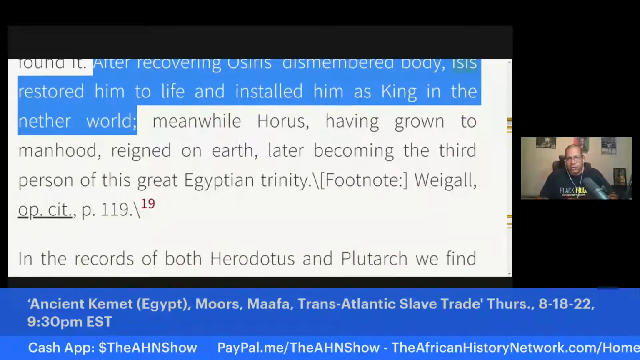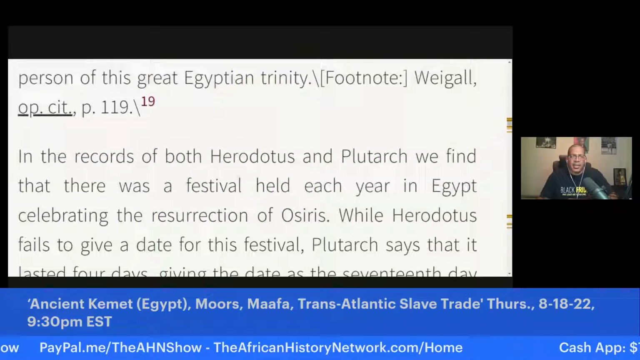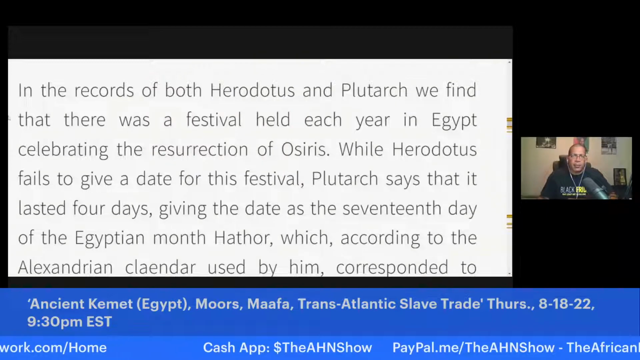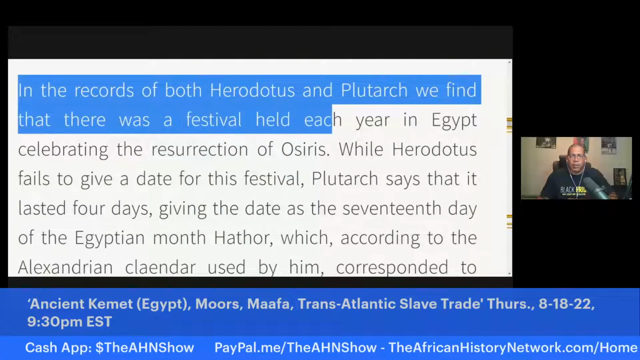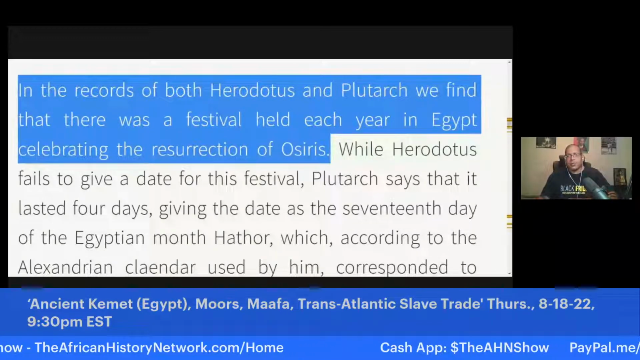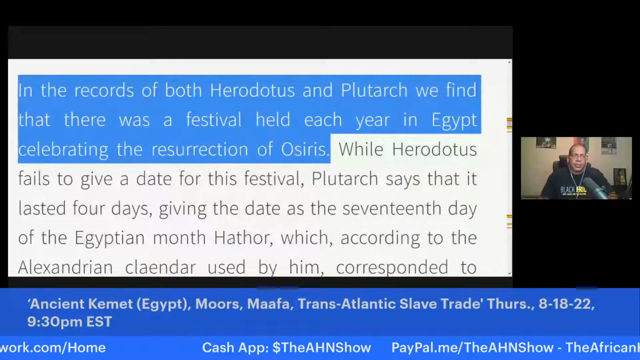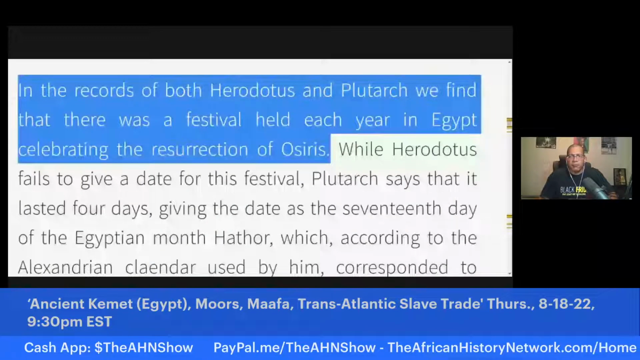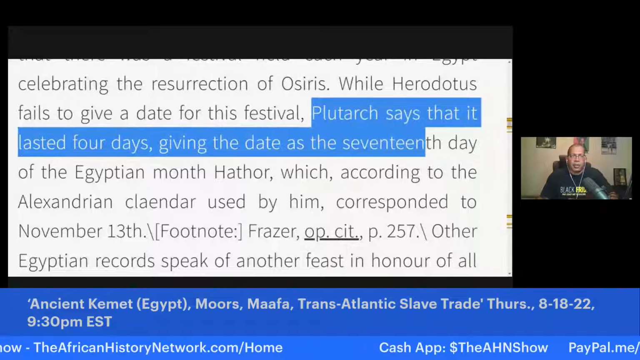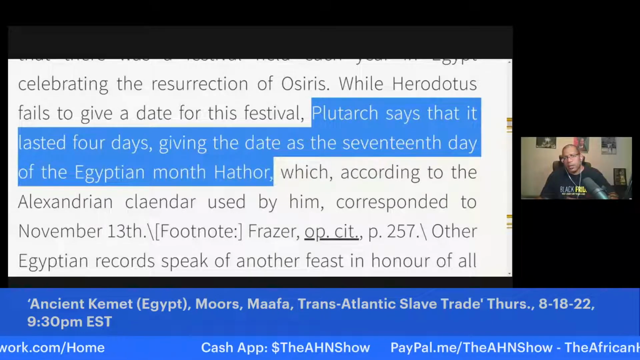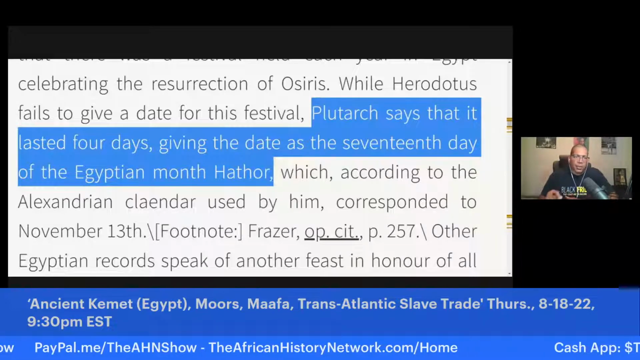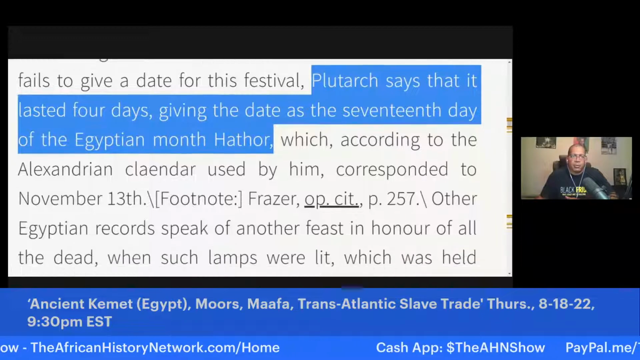Now, this is Dr. Martin Luther King Jr. writing this. He wrote this in 1949. In the records of both Herodotus and Plutarch, we find that there was a festival held each year in Egypt, Kemet, celebrating the resurrection of Osiris. While Herodotus fails to give a date for this festival, Plutarch says that it lasted 4 days, giving the date as the 17th day of the Egyptian month Hathor, which was Het Heru, the deity Het Heru. The Greeks called it Hathor, which according to the Alexandrian calendar used by him corresponded to November 13th.